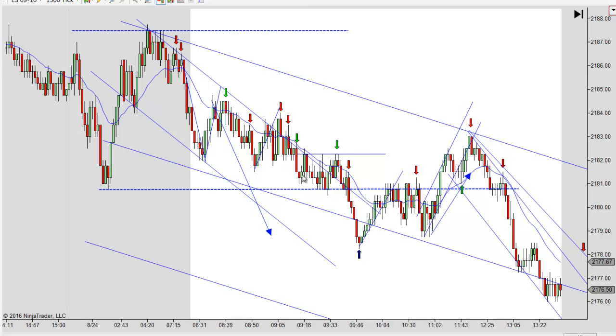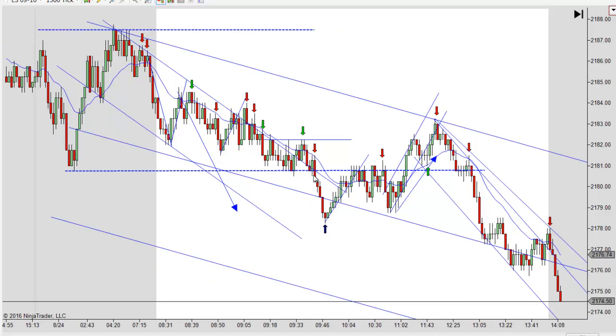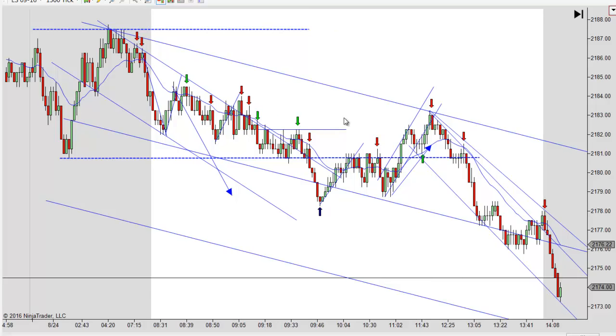So you got to be careful getting long down here. You got to make sure, and that was another question somebody asked. You don't just buy this low blindly. You wait on a price action setup based on the way we teach it. And if you get that and a chance to get in low enough where you can get out before the next resistance, that's when you take it.